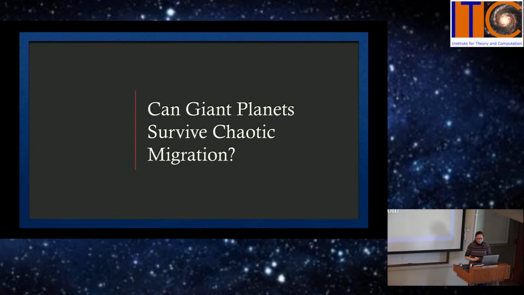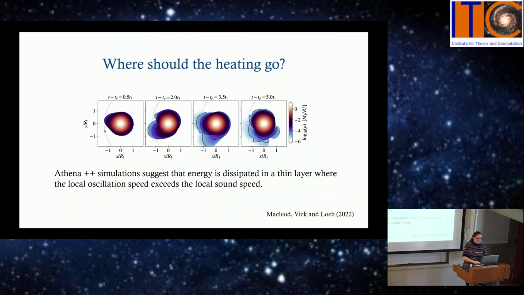So I've talked a lot about what happens to the orbit of the planet, but what happens to the planet itself? So the first thing in figuring out what happens to these planets as they undergo this process of chaotic tidal migration, which implies some sort of dissipation and some sort of tidal heating, is to figure out where the heating should go. So you have some hints of this from Athena++ simulations that Morgan has led in a different context of giant stars that have a companion.